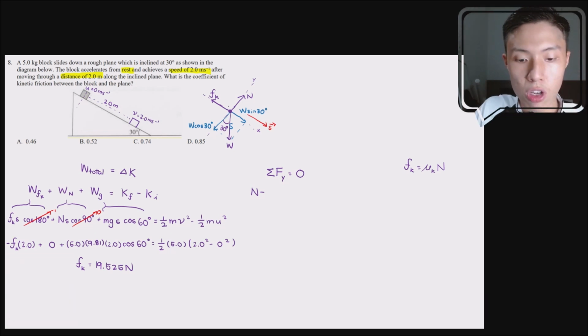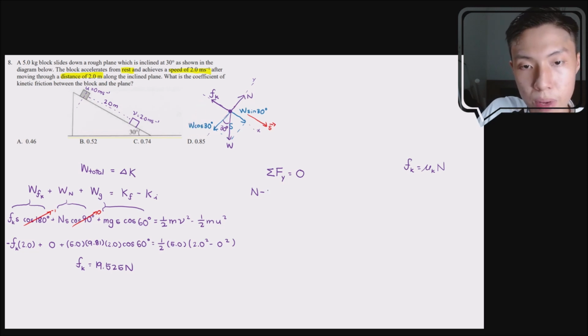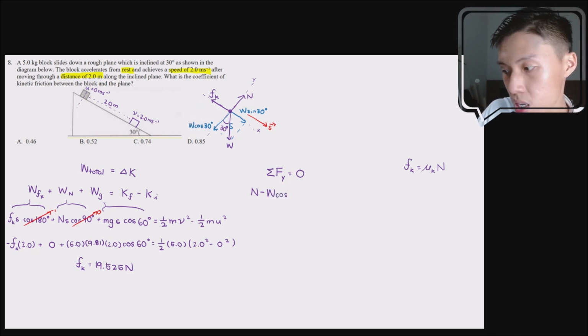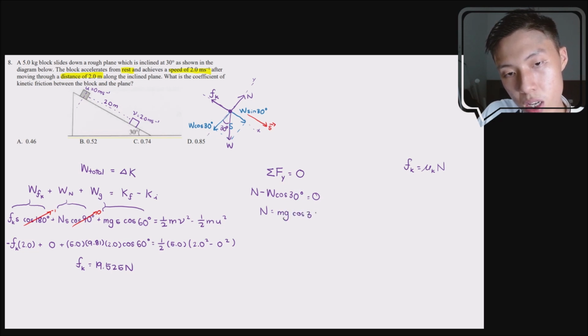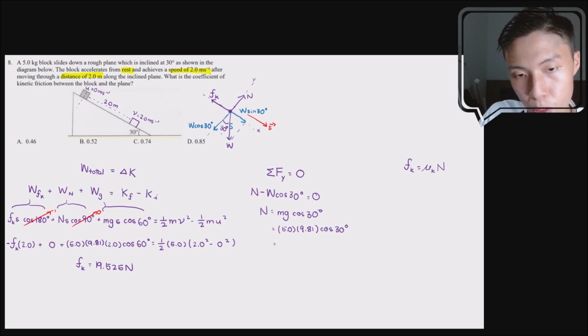We know that the normal force will be balanced by the cosine 30 degrees of the weight. So N minus weight cosine 30 degrees equals 0. Therefore, the normal force is equal to mg cos 30 degrees. If you perform your substitution, 5 kg block, gravitational acceleration 9.81, cos 30 degrees, you get an answer of 42.48 after rounding to 2 decimal places.